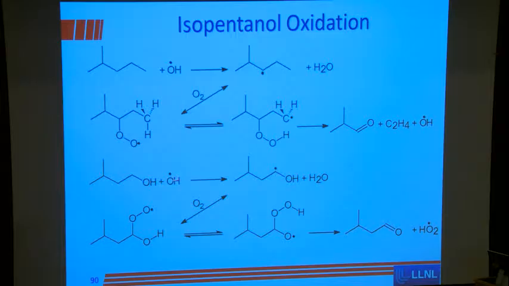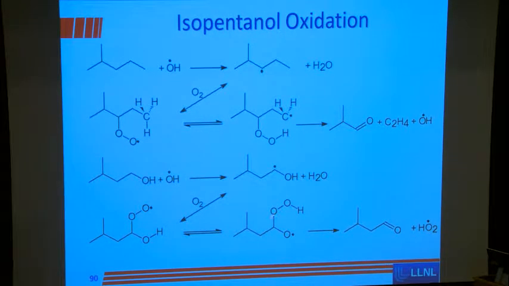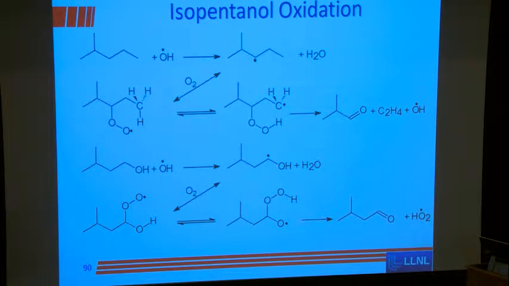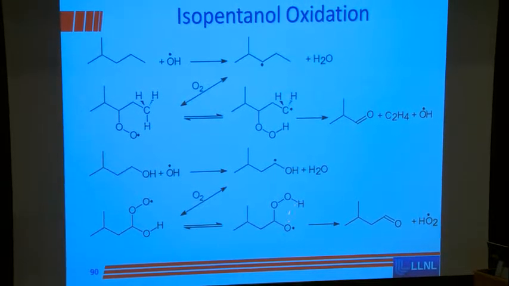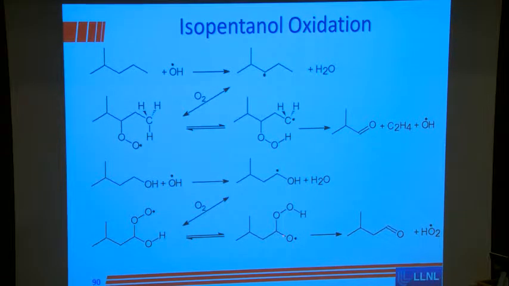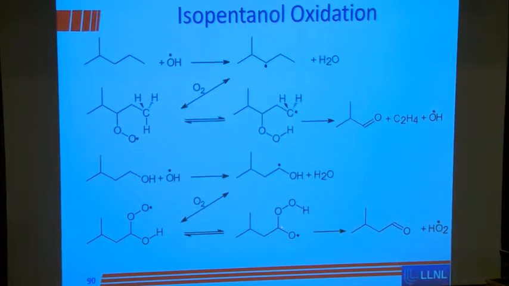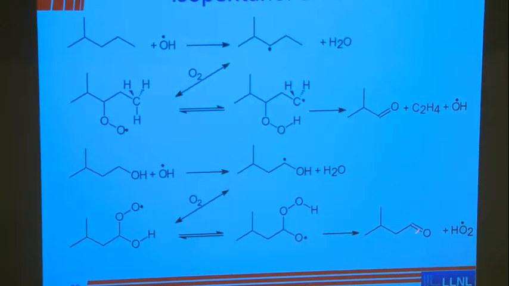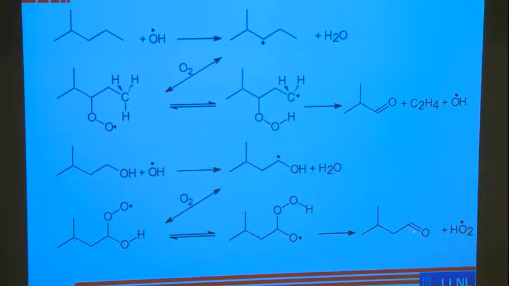Okay? But let's look at isopentanol. That can undergo hydrogen atom abstraction by OH, generating this radical. That can add to molecular oxygen, generating the alkyl peroxy radical, and then undergo isomerization, producing this species. And so it's a hydroperoxy alkoxy radical. And this hydroperoxy alkoxy radical can then undergo beta scission, okay, breaking this CO bond, generating this species plus, I think there's one, two, yeah, this is isobutyraldehyde.